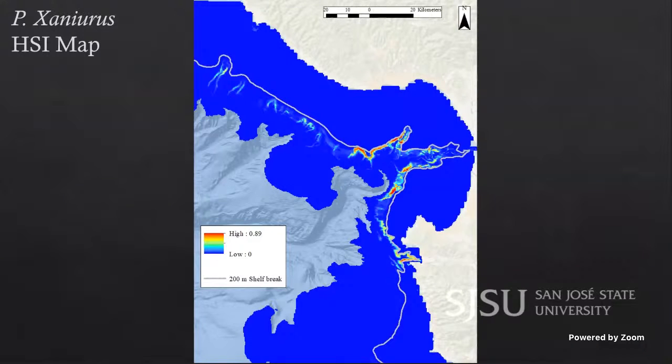So the final P. xaniurus HSI model, the Habitat Suitability Index model: there was a high likelihood of oviposition sites along the upper shelf break of the Monterey and Soquel canyons, a moderate likelihood of finding oviposition sites along Cabrillo Canyon shelf break, as well as in the Carmel Bay, and a low likelihood of finding locations in Carmel and Monterey Canyon heads, or along the continental shelf, as well as deeper within the canyons.